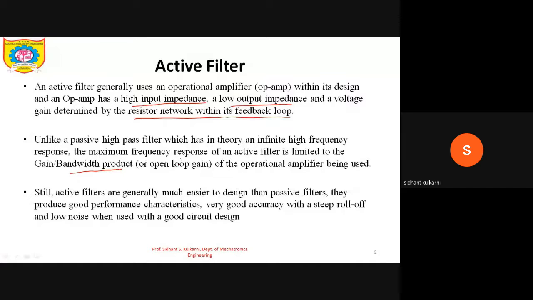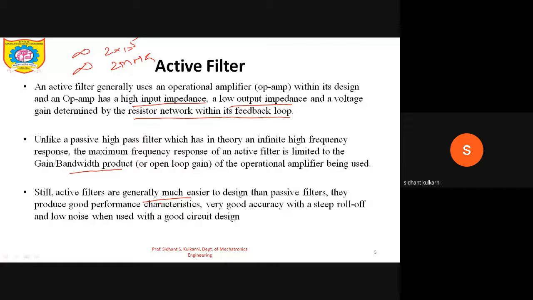So this gain bandwidth product, we know that the open loop gain of an op amp is ideally infinite, but practically it is of the order of 2 into 10 raised to 5. Bandwidth is ideally infinite, but practically it is about 2 megahertz. So if you multiply them, your output is limited to the gain bandwidth product of the op amp, or it is also called the open loop gain of the operational amplifier being used.